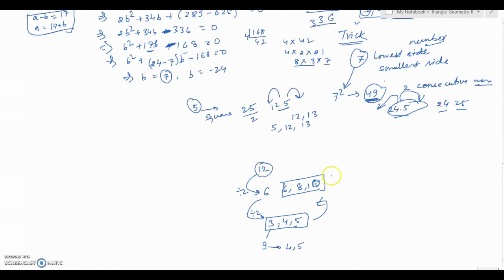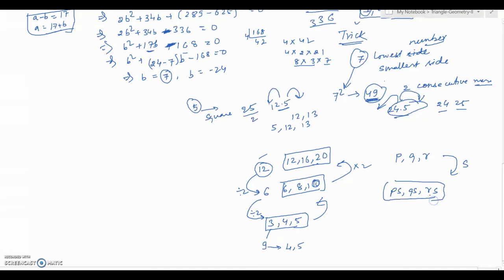If you have to get 12, you just multiply by 2 again. You will get 12. 8 multiplied by 2 will be 16. 10 multiplied by 2 will be 20. So you can form a Pythagorean triplet if you know the smallest side. And any Pythagorean triplet, say P, Q, R, if you multiply by a common number, say S, then PS, QS and RS will also be a Pythagorean triplet.